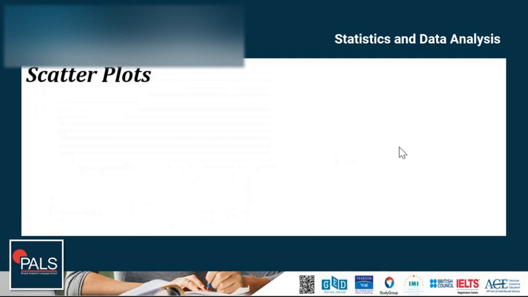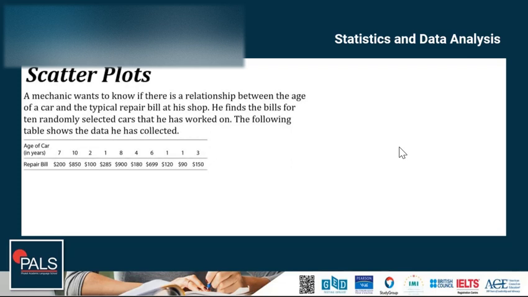And now let's continue with scatter plots. A mechanic wants to know if there is a relationship between the age of a car and the typical repair bill at his shop. He finds the bills for 10 randomly selected cars that he has worked on. The following table shows the data he has collected. This is an example of paired data. Each repair bill is paired with the age of the car.